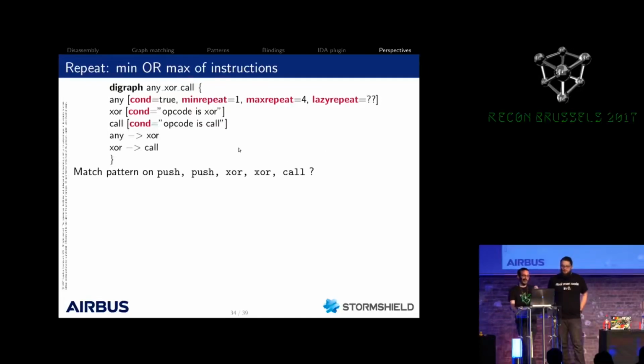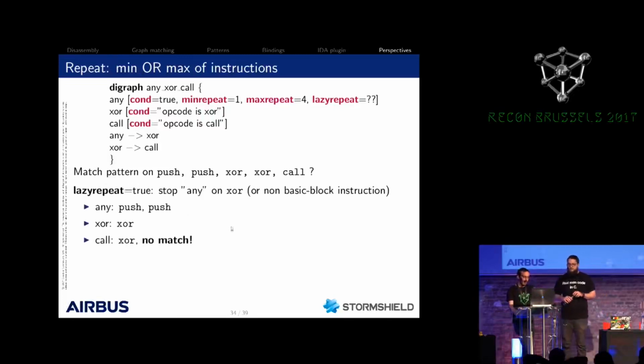So we will see how to match this pattern on a binary graph that would have a push, then a XOR, then another XOR, then a call. With the current toolset, if we put lazy repeat to true, the matching for the any node will stop once it reaches a XOR. So for any, it will take push, then it will stop. Then the XOR node will match the XOR. Then the call node will try to match a XOR.